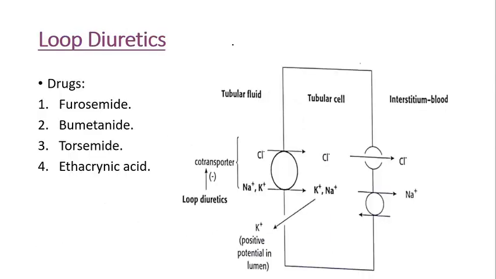Now moving on to loop diuretics. The drugs included in this group are furosemide, bumetanide, torsemide, and ethacrynic acid. Now again, we have to know the mechanism of action. So we're going to take a closer look at what's going on in the tubular cell.